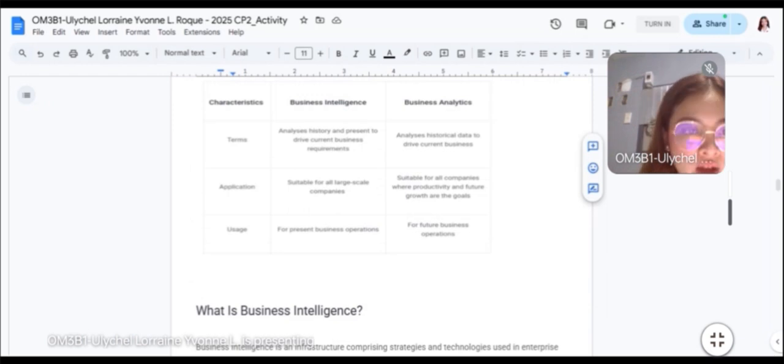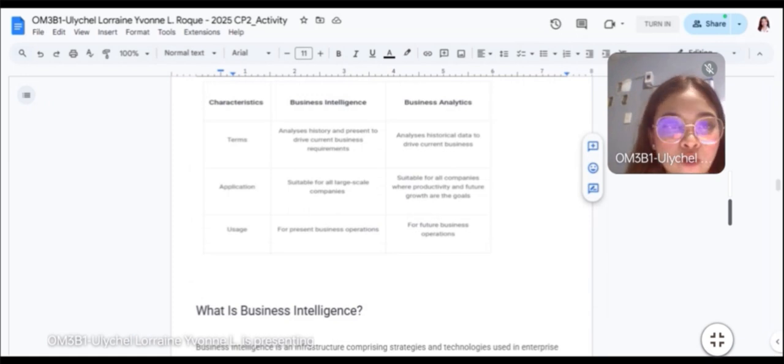We also have here the characteristics of application. For business intelligence, suitable for all large-scale companies. For business analytics, suitable for all companies where productivity and future growth are the goals.